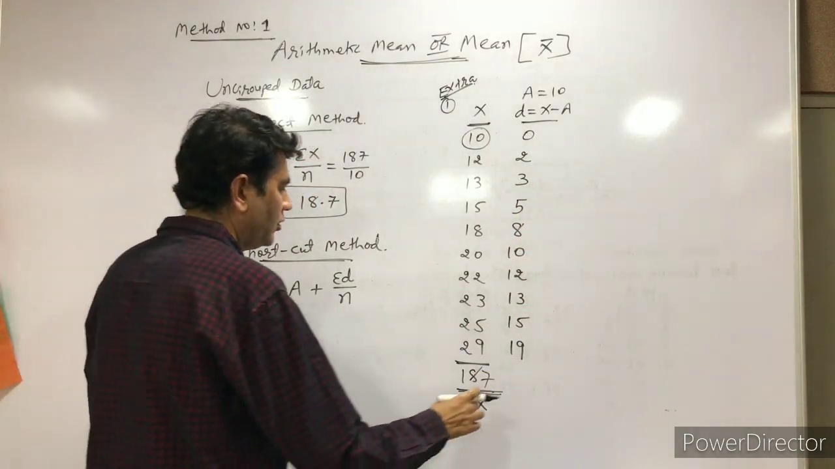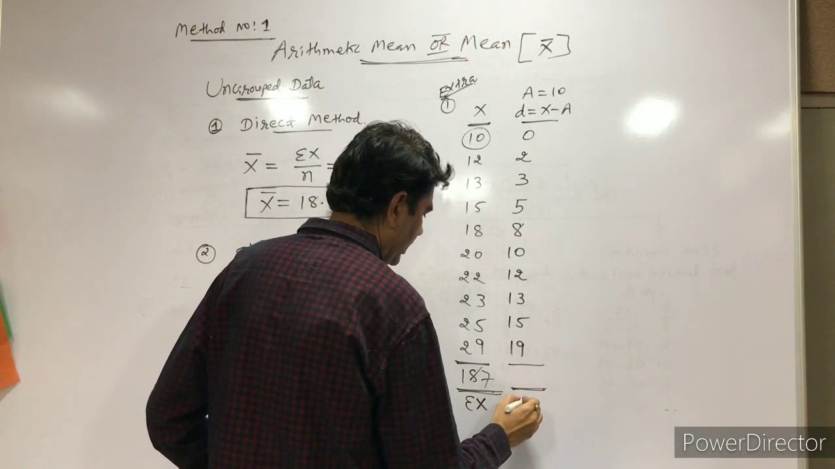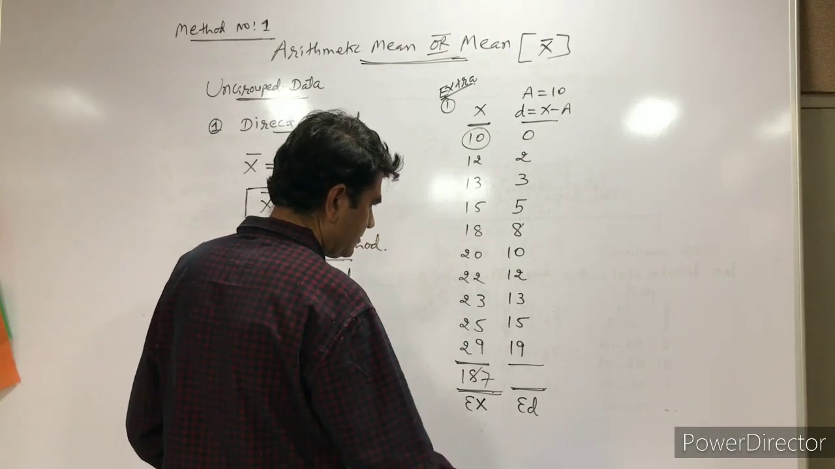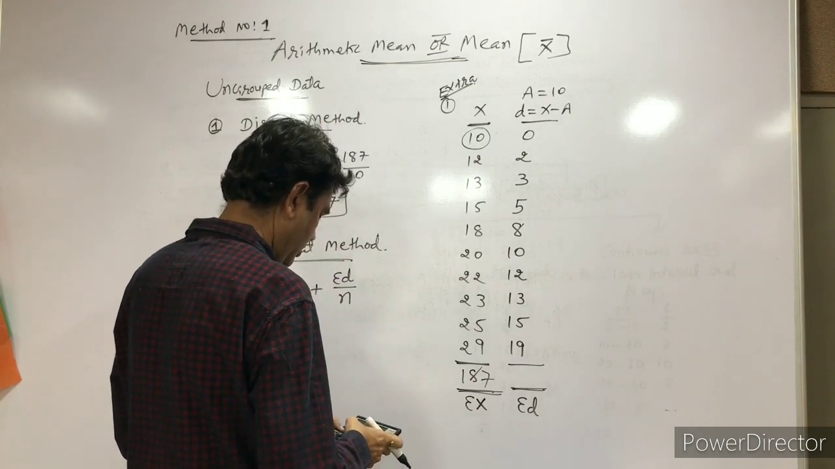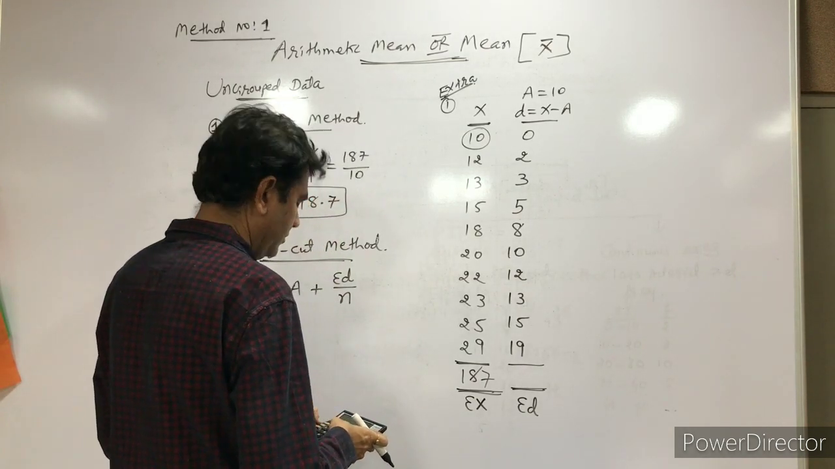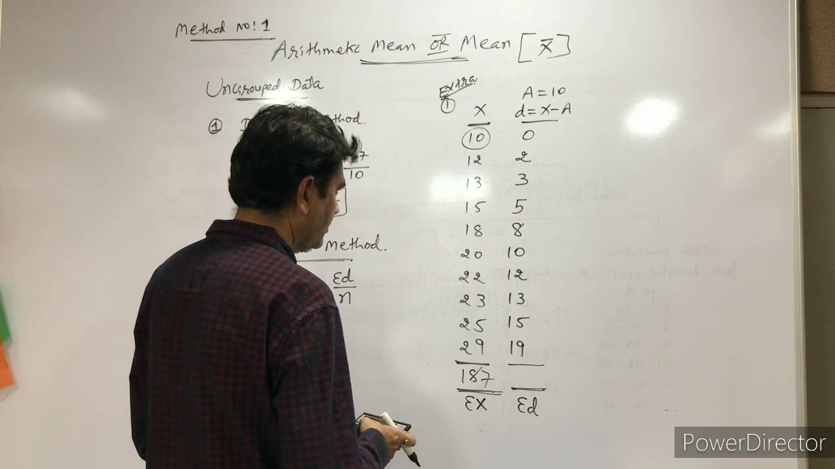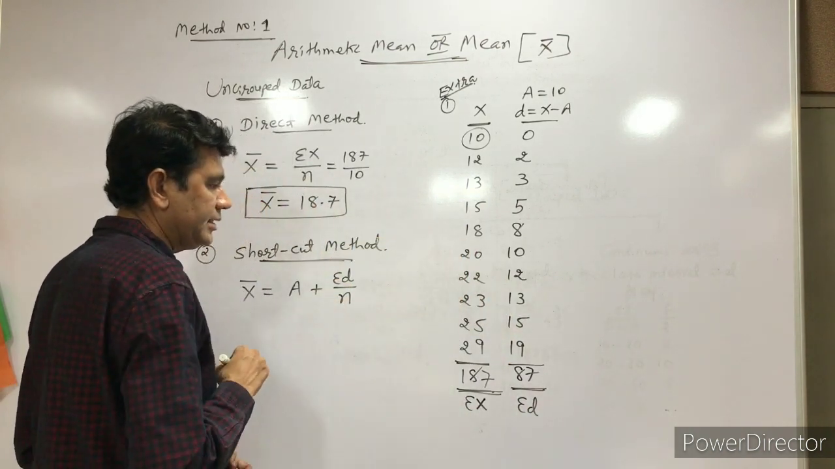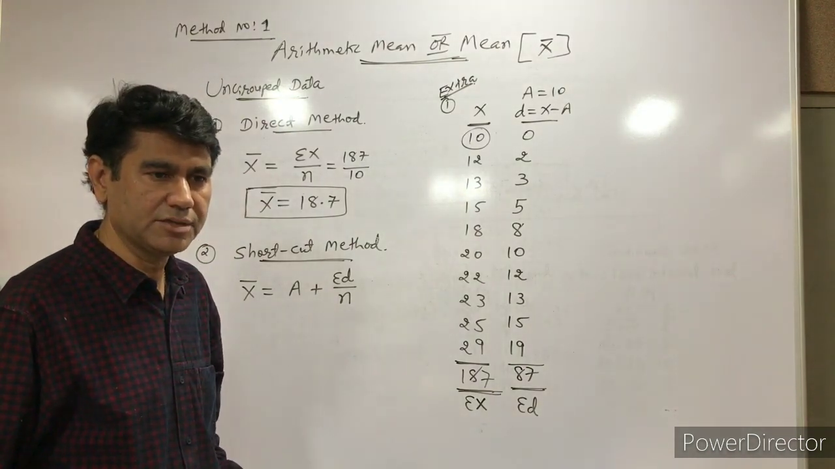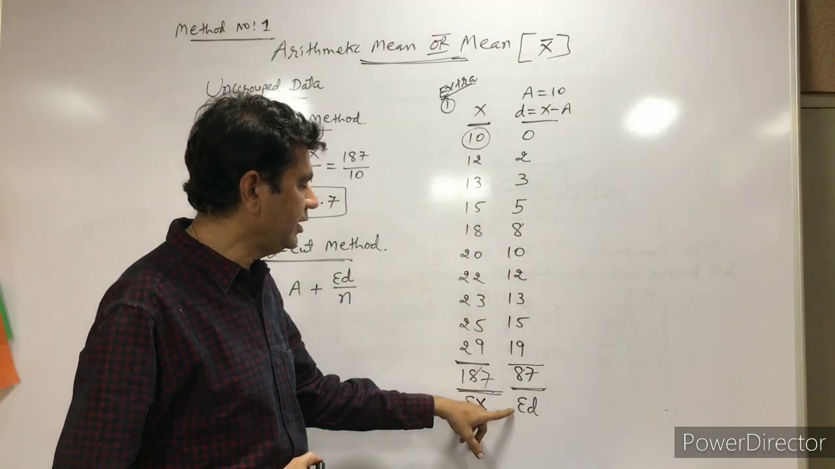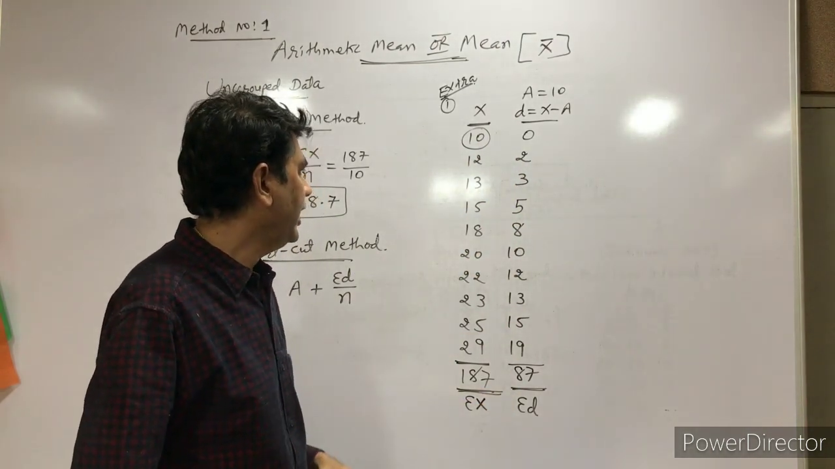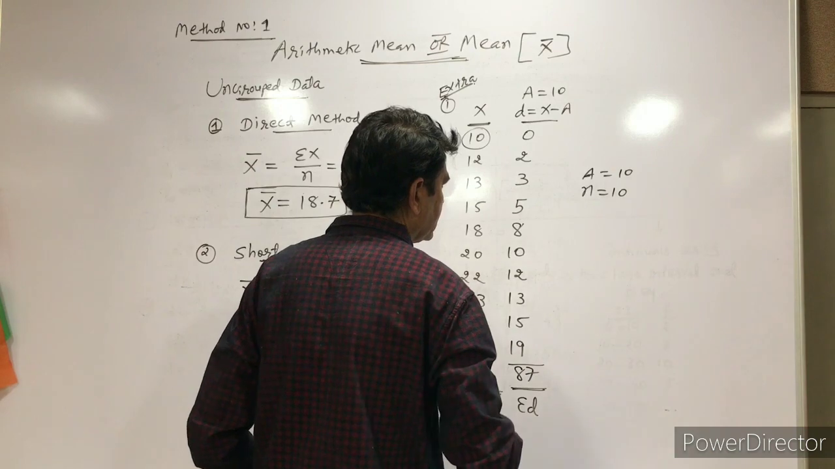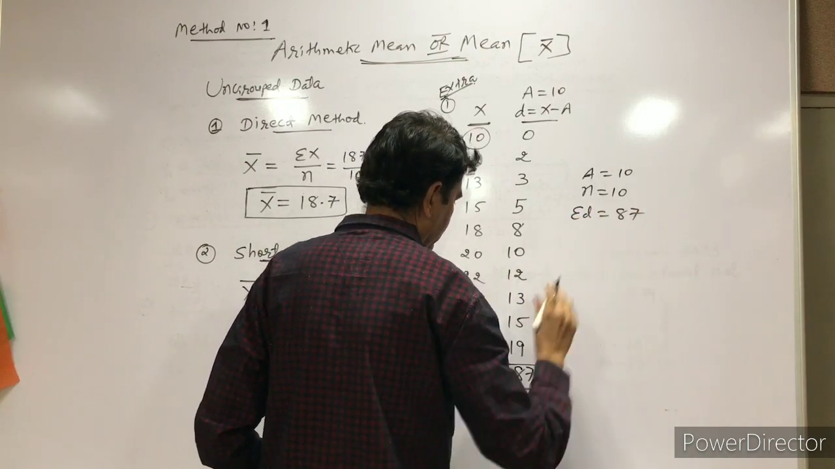Now find out total of d. D means difference and its total, so define with sigma d. Find out total. Yes, you can use calci. Yes, total is 87. Verify with your calculation. It's called sigma d because total of d. N is equal to, as usual, 10. A is equal to 10 and sigma d is 87.